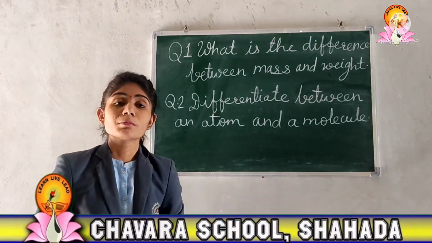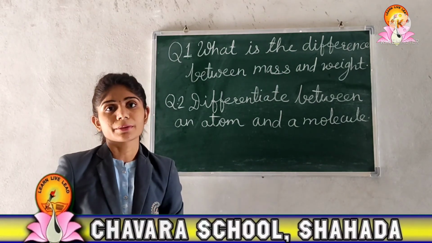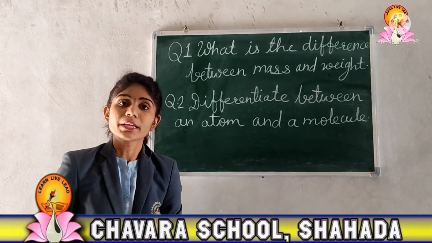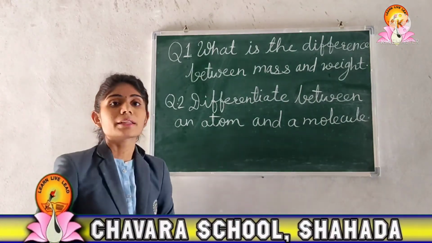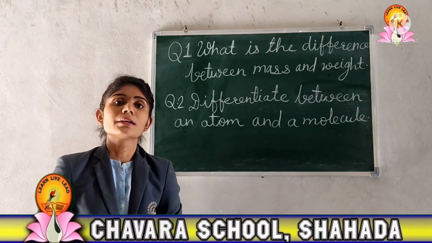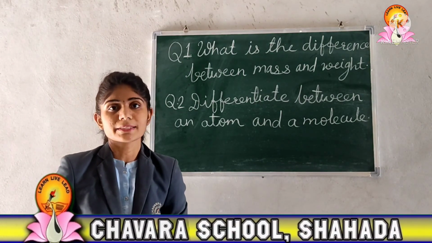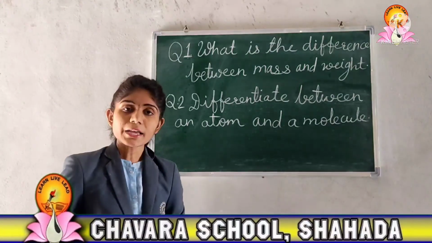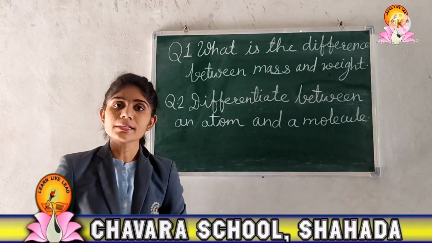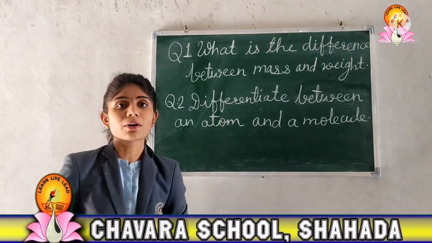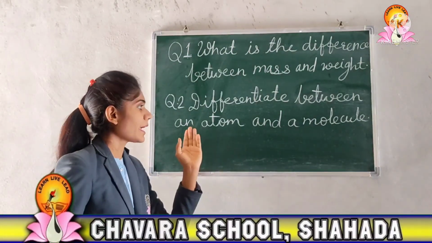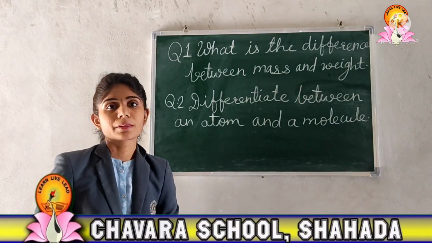Second point, mass is a constant quantity. The mass of a body will be the same at every place, but the weight of the body will not be constant. It varies as per the places. The SI unit of mass is kg and the SI unit of weight is Newton, as it is a force.